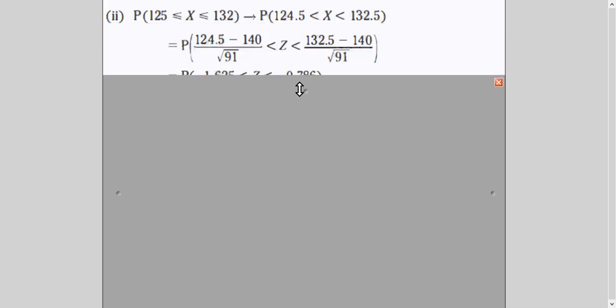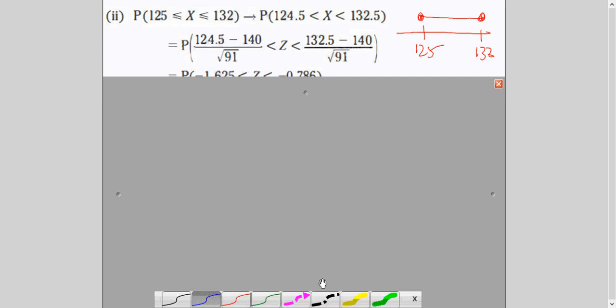Now let's see another case, almost the same. X is greater than or equal to 125 and less than or equal to 132. So we are applying continuity correction. Suppose 125 is here and 132 is here. There is an equal to sign, which means these values are included, right? Now, when I'm applying continuity correction, I have to include this and I have to include this.